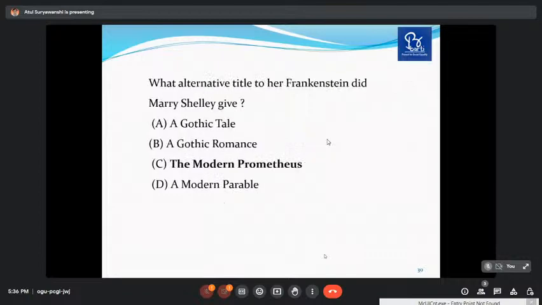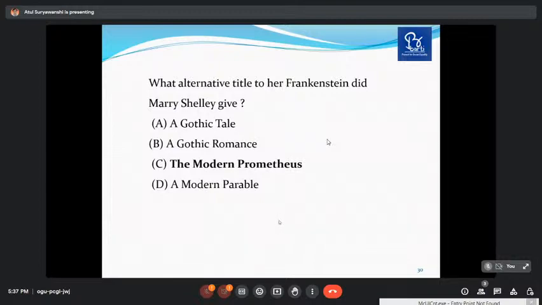Let us turn towards the next question in the series. What alternative title to Frankenstein did Mary Shelley give? Frankenstein was a monster, and this is the beautiful novel written by Mary Shelley. What is the subtitle? A Gothic Tale, A Gothic Romance, The Modern Prometheus, or The Modern Parable? The answer is C. The Modern Prometheus is the subtitle of Frankenstein, written by Mary Shelley.